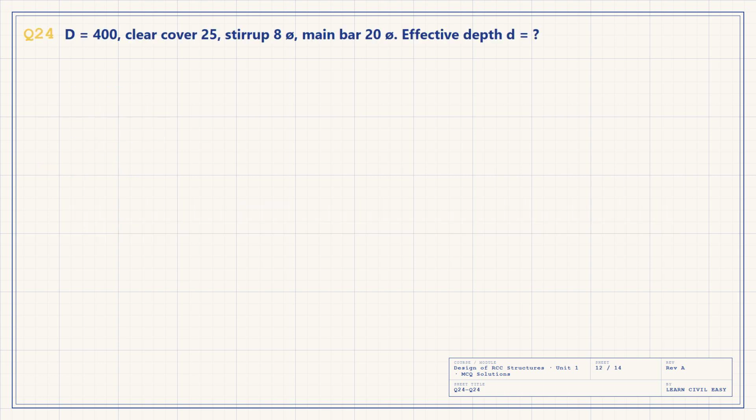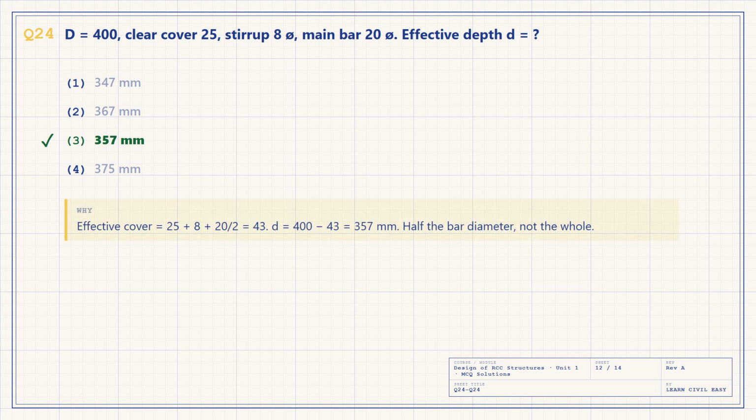Question 24. A beam has overall depth 400 mm, clear cover 25, stirrups 8 mm diameter, and main bars 20 mm diameter in one layer. Find the effective depth. Effective cover equals clear cover plus the stirrup diameter plus half the main bar diameter, that is 25 plus 8 plus 10, which is 43 millimeters. So the effective depth equals 400 minus 43, which is 357 millimeters.